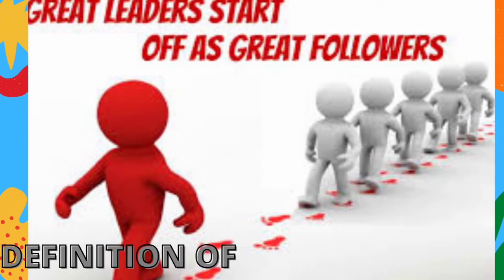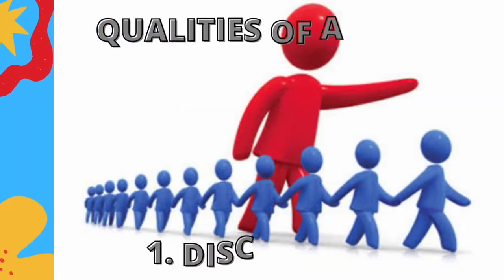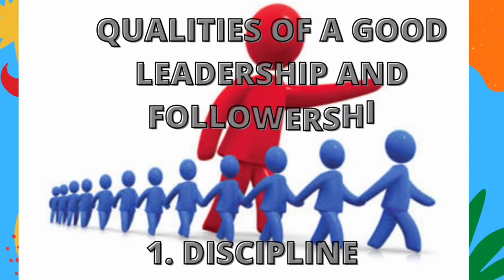Who is then a follower? A follower is a person who submits himself or herself to the directives of the leader. He is under the control and influence of the leader. Example, students who have not been appointed or elected.